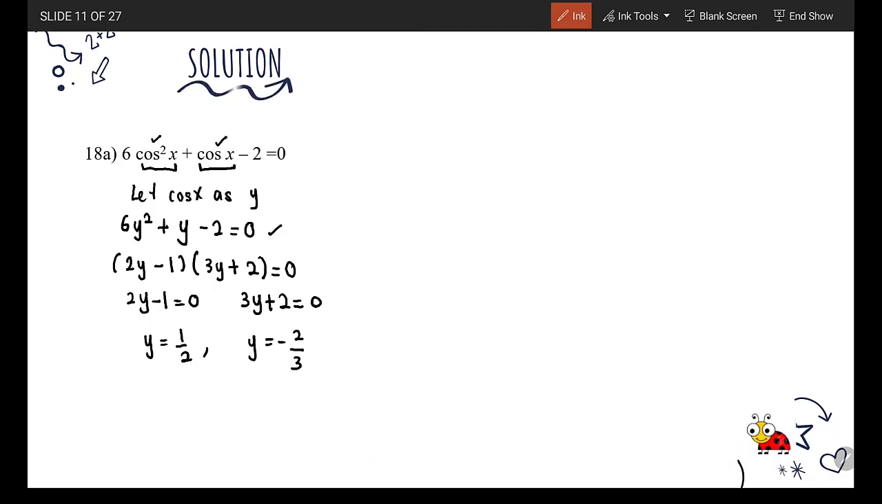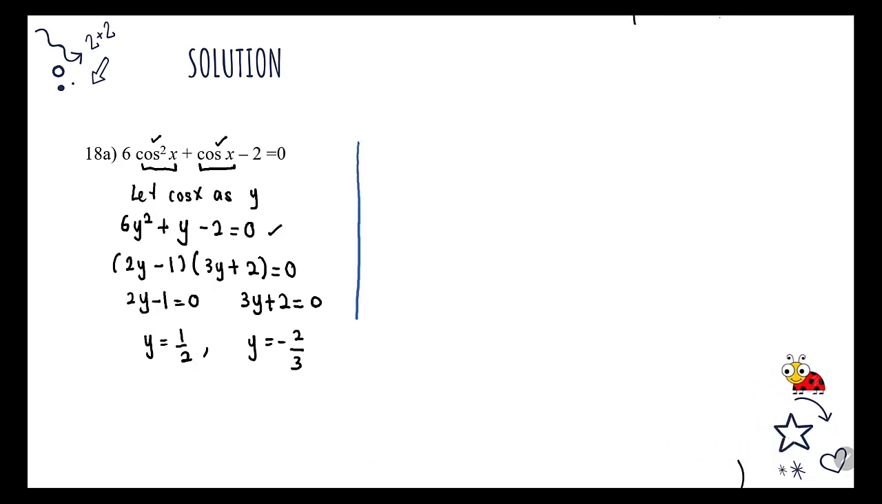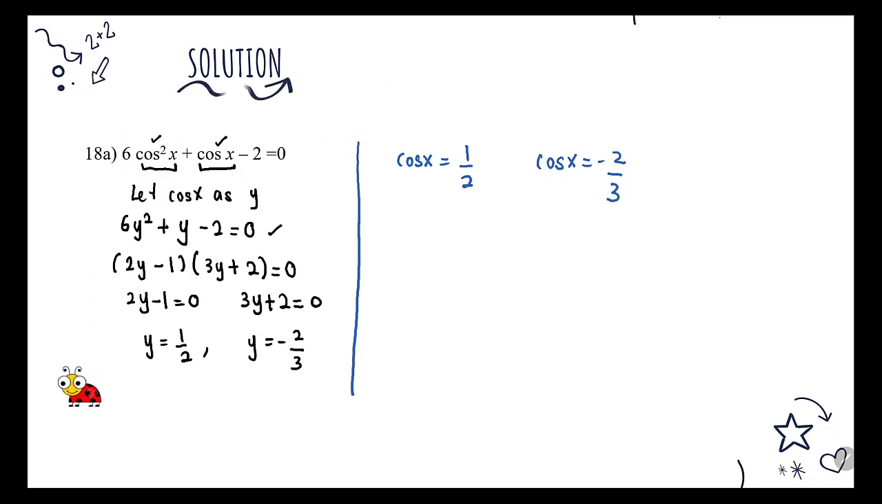So to be able to find x, what we're going to do is substitute our y with cos x. So we will have two equations: cos x is 1 over 2 and cos x is negative 2 over 3. Did you notice that we managed to state our quadratic as cos x? Once we manage to do this, we will be able to find x according to what we have learned before. So, let's try for the first equation here.